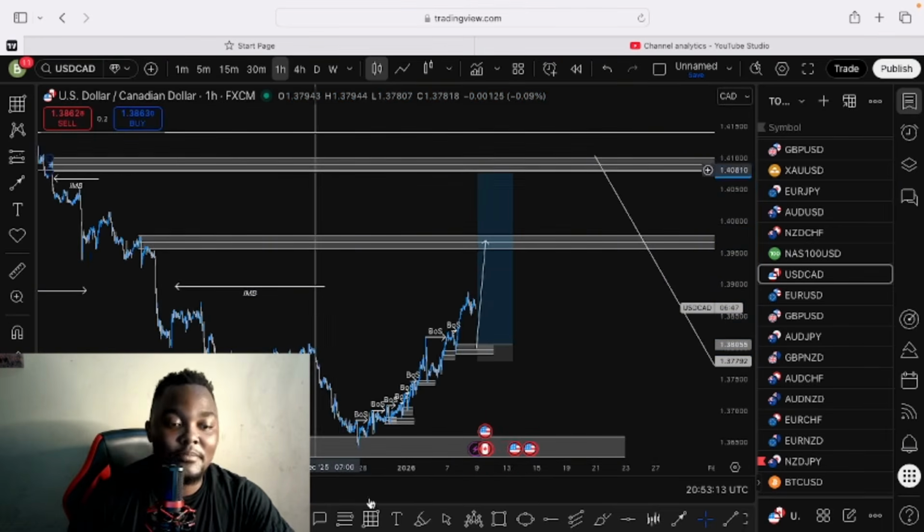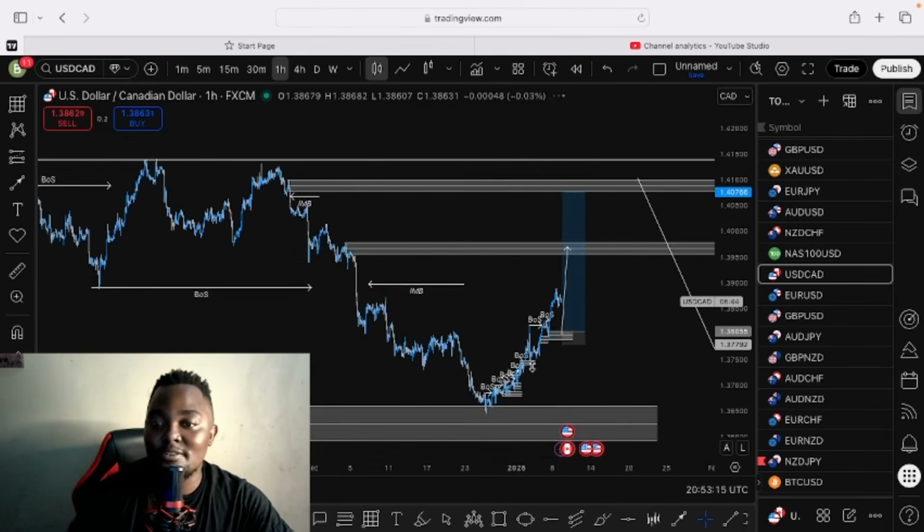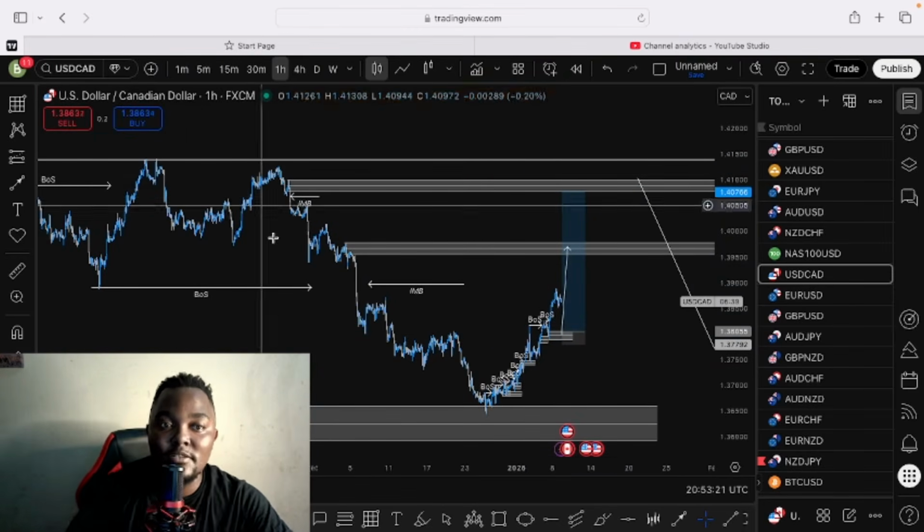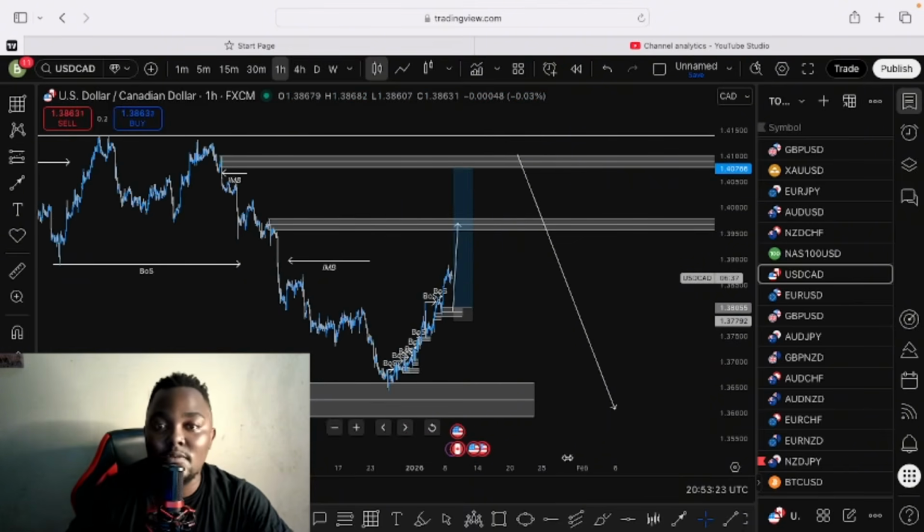Nothing is confirmed on this one. So I'll just be waiting to see if we push back into this area, continue to push up, and then maybe tap into areas of interest. Then that is when I can sell.